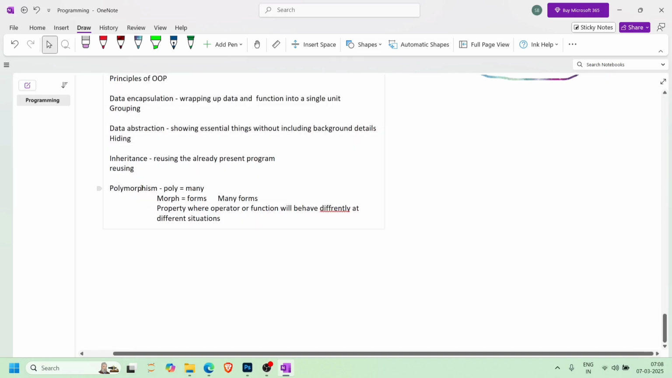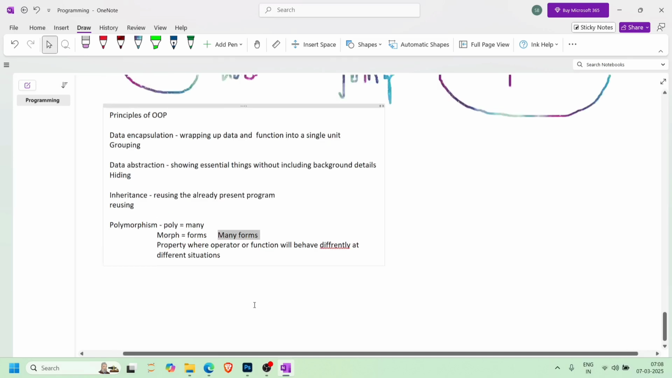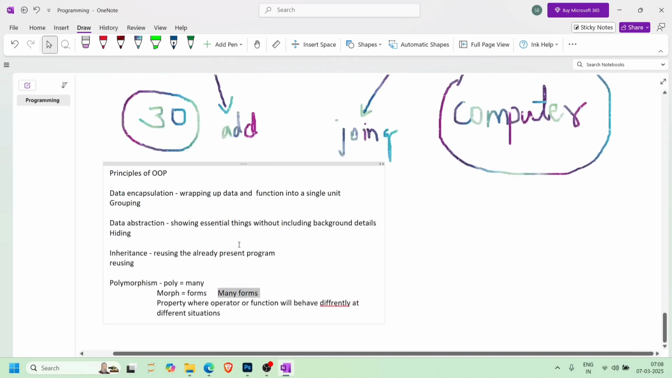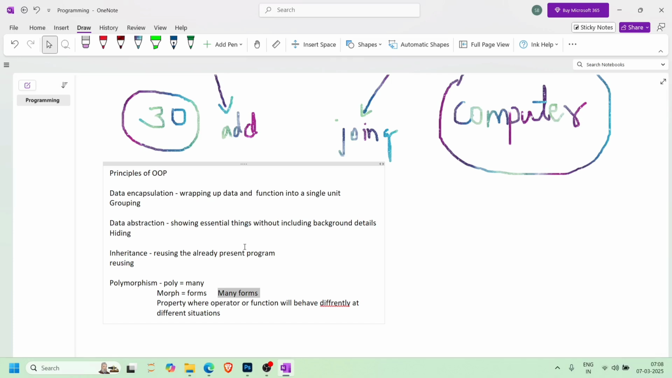Then the last concept is polymorphism. You can remember it as many forms. So if you remember four words, you can remember the four principles of OOPS. These principles of OOPS will be asked for 2 marks. The definitions are very, very important. The four principles are data encapsulation, abstraction, inheritance, and polymorphism. Abstraction is nothing but hiding. Encapsulation is nothing but grouping. Inheritance is nothing but reusing, and polymorphism is nothing but using in many forms.